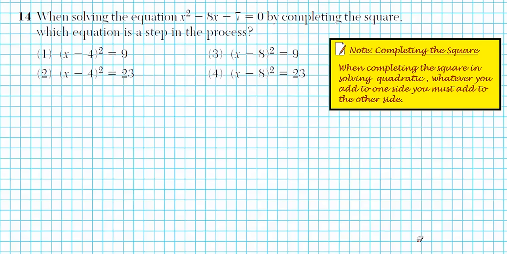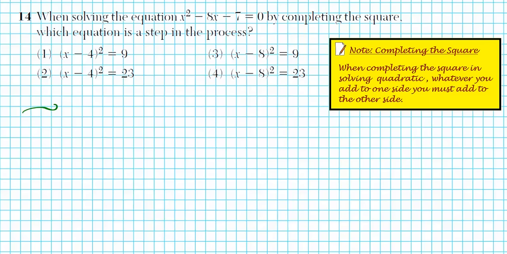All right, let's take a look at question number 14. It reads, when solving the equation x squared minus 8x minus 7 equals 0 by completing the square, which equation is a step in the process? One thing you want to note when completing the square is that in order to preserve equality, whatever you add to one side of the equation, you must add the same value to the other side.